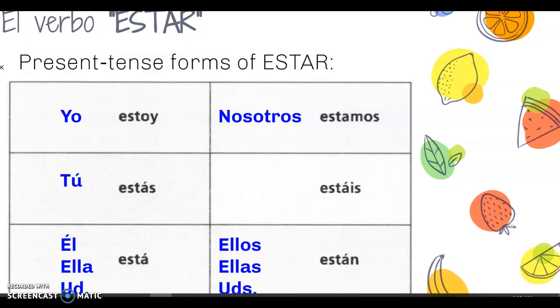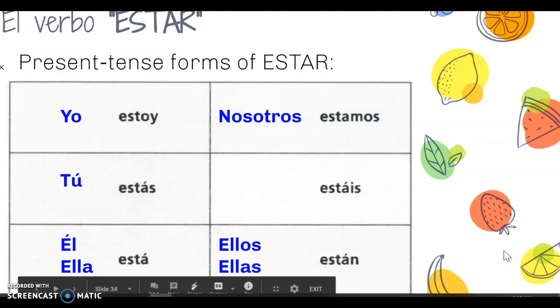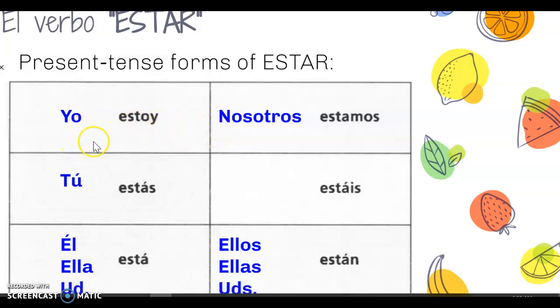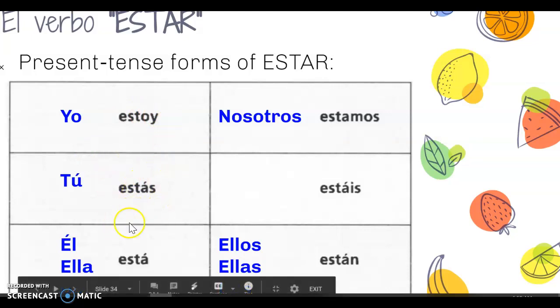Also, I know it helps a lot of you to put the English translations in parentheses underneath. I'm not going to have them on the screen, but if you want to go ahead and fill those in: yo estoy, I am, so you put I am in parentheses. Tú estás, you are, in parentheses. Él, ella, usted está, he or she or it is.